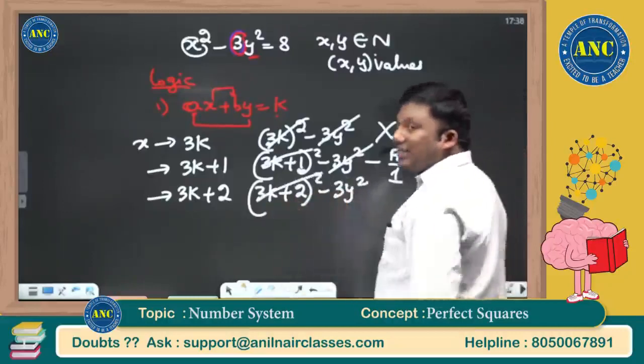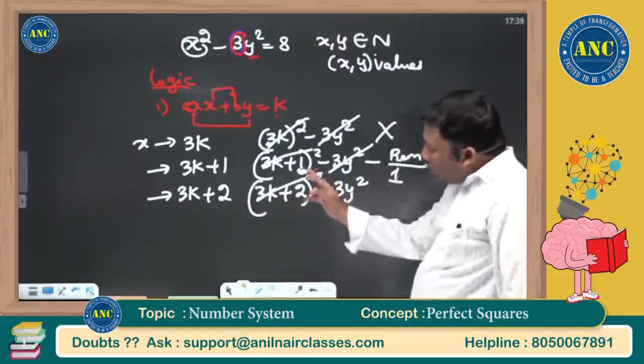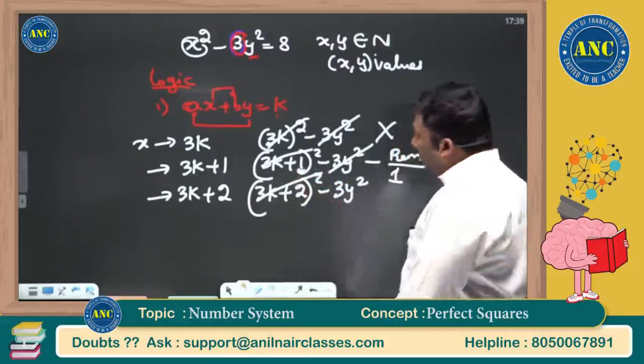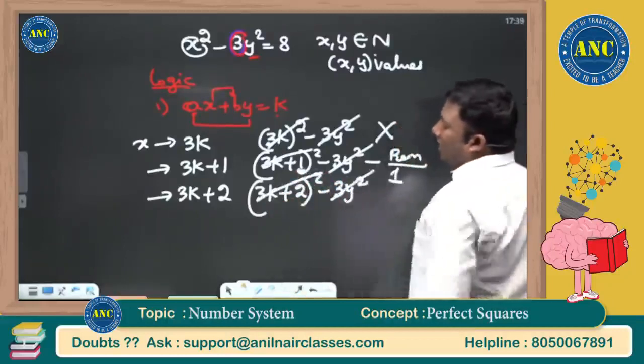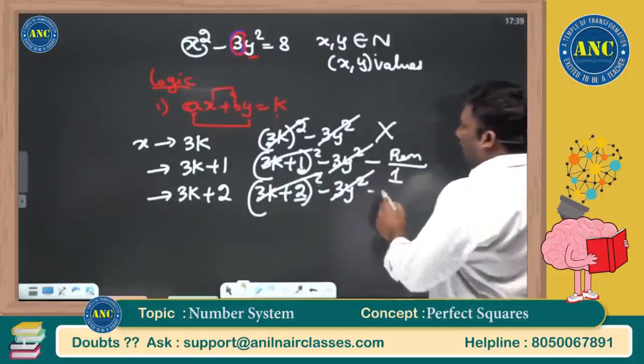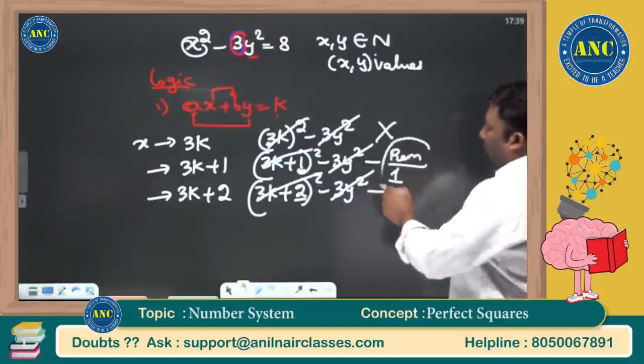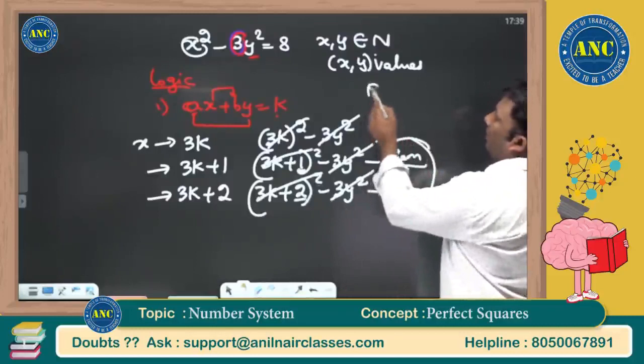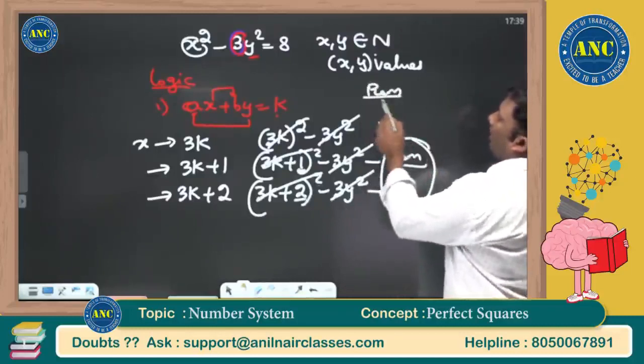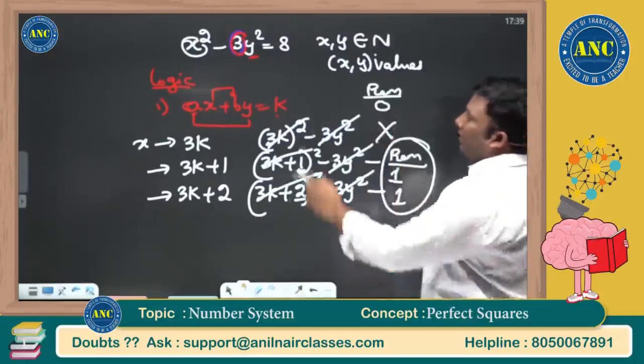Third case, 3k plus 2 whole square minus 3y square. 9k square is divisible by 3. 2 into 3k into 2 is divisible by 3. 3y square is divisible by 3. 2 square is 4. 4 when divided by 3 gives a remainder 1. Either it is giving a remainder 0 or remainder 1 when divided by 3.